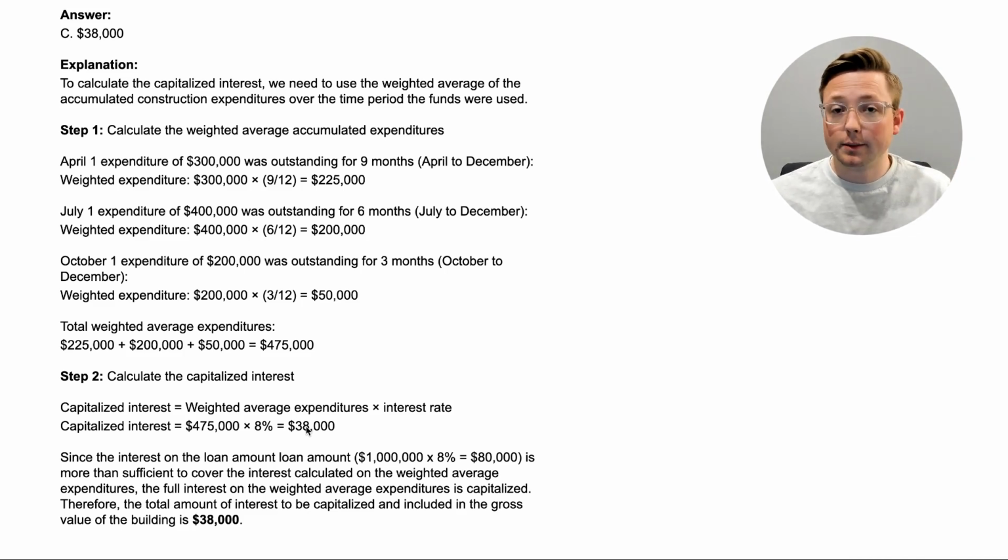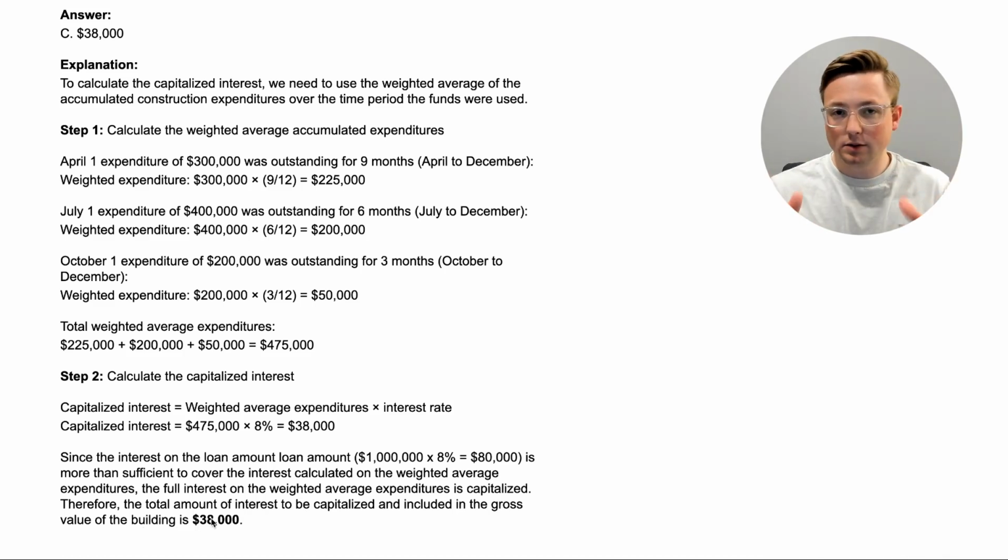Now, there is one thing that you need to pay attention to whenever you see a situation like this, though. You do have to pay attention to how much interest the total loan is going to have over the course of the loan. So since the interest on the loan amount was $1 million multiplied by 8%, that's $80,000. So $80,000 of interest is going to be how much interest there is over the course of the loan. Since this amount is more than sufficient to cover the interest calculated on the weighted average expenditures, the full interest on the weighted average expenditures is capitalized. Therefore, the total amount of interest to be capitalized and included in the gross value of the building is $38,000.